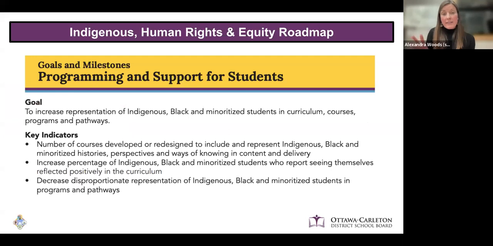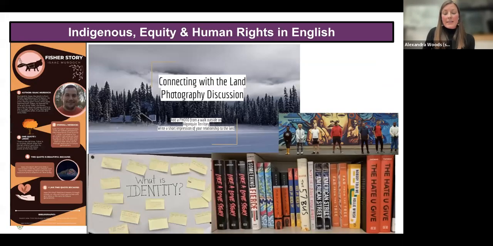So one of the areas of the roadmap of teacher instruction, in addition to the curriculum that I mentioned, is the programming and support for students section. This section outlines programming goals, including the redevelopment of courses to include and represent histories, perspectives, and ways of knowing, and increased representation in the curriculum. And so the Indigenous Human Rights and Equity Roadmap is a guide for text selection, instructional decisions. I'd show some of the lessons and student work that reflects that roadmap.